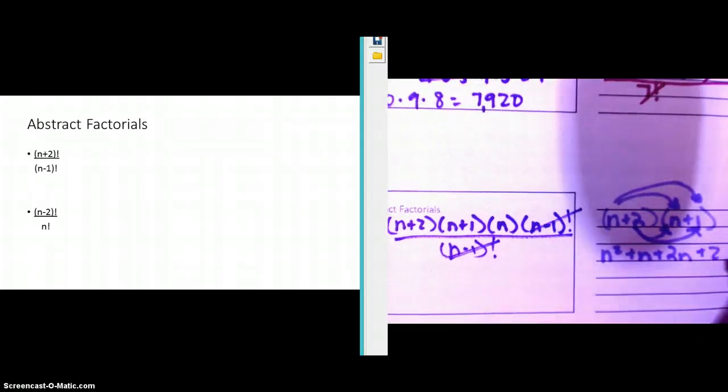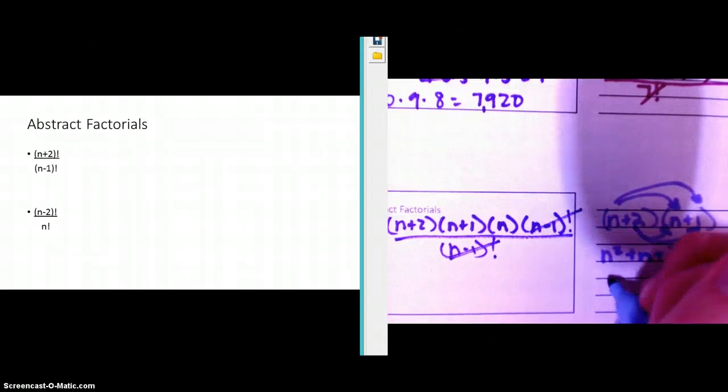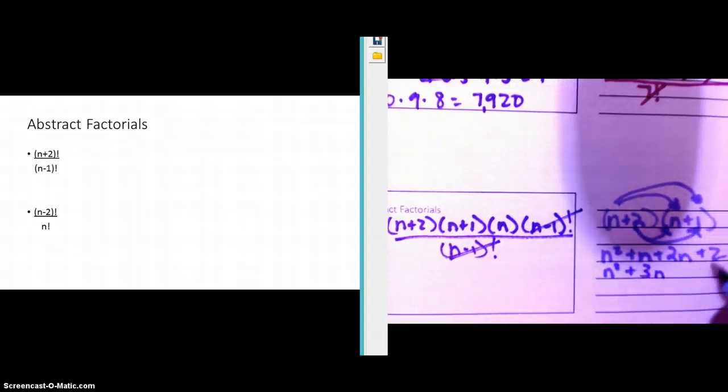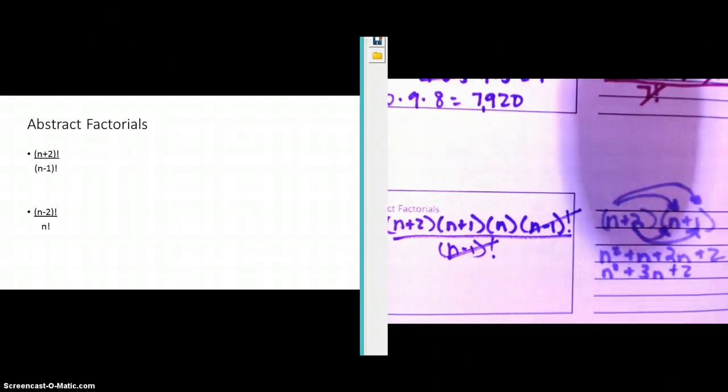Can rewrite this as n squared plus 3n, that's 2n plus n. We combine our like terms, plus 2. But now we have to multiply it by n, because we still have the n over here that we have to multiply by.